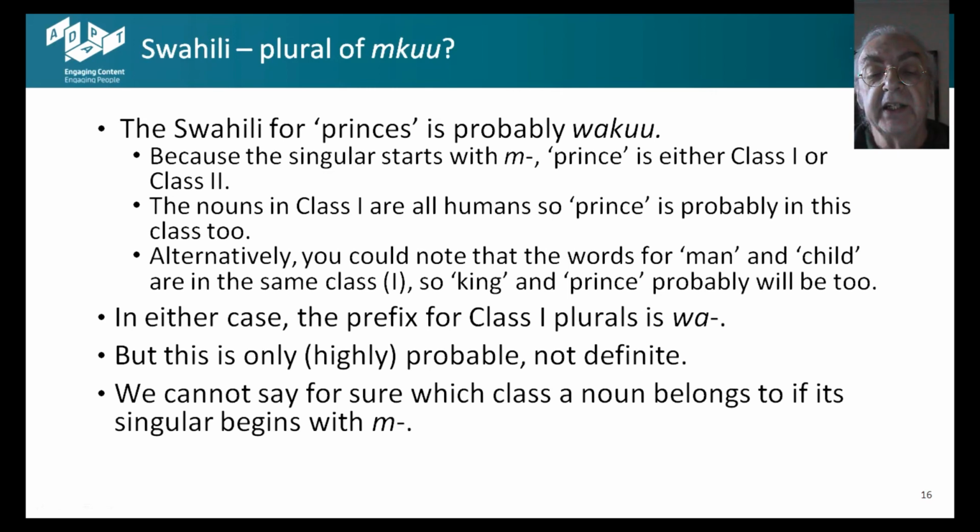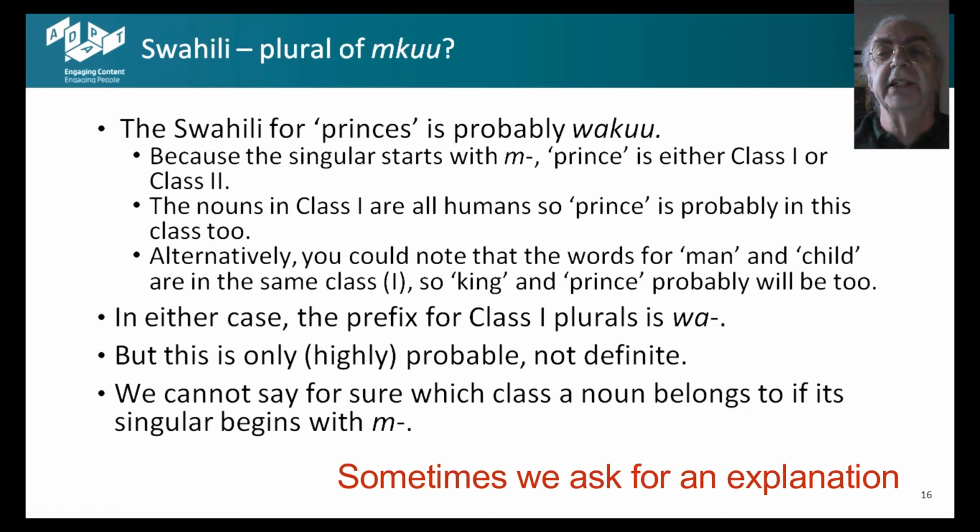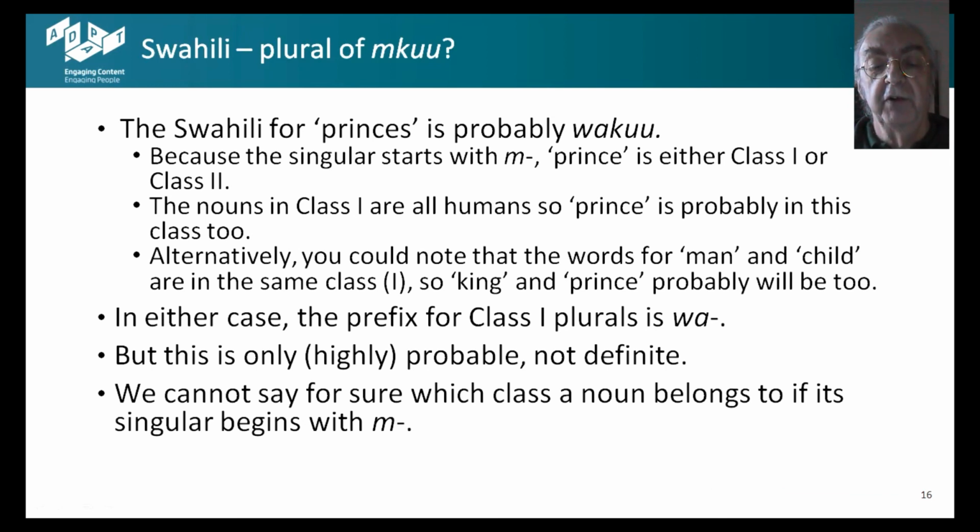One thing to notice is that this is only highly probable, not definite. From the evidence we're given, prince could be class 2. So we can't say for sure that prince is class 1, but we can present our reasons for thinking it probably is, namely that it's human and is related to the word for king. So for absolutely full marks in your explanation, mention that you're not certain that it's class 1, but just assume that it's class 1 for the reasons given.